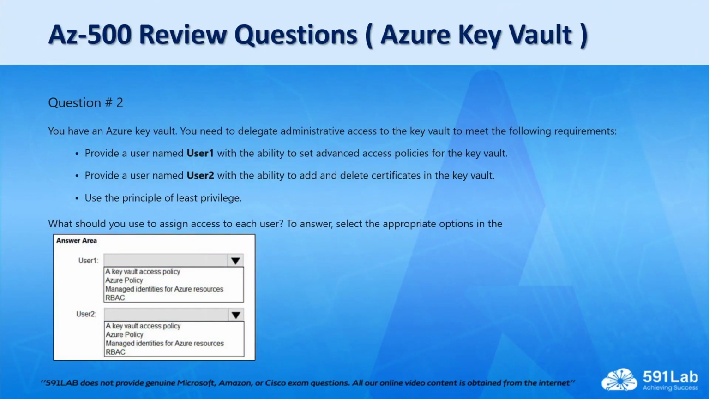Now we are at question 2. In this question, you have an Azure Key Vault and you have to delegate the administrative access to the Key Vault to meet the following requirements. You can see we are provided a username, user1, with the ability to set advanced access policy, and user2 with the ability to add or delete certificates in the Key Vault. And we also need to ensure that we use the principle of least privilege. Okay, let's look at the options.